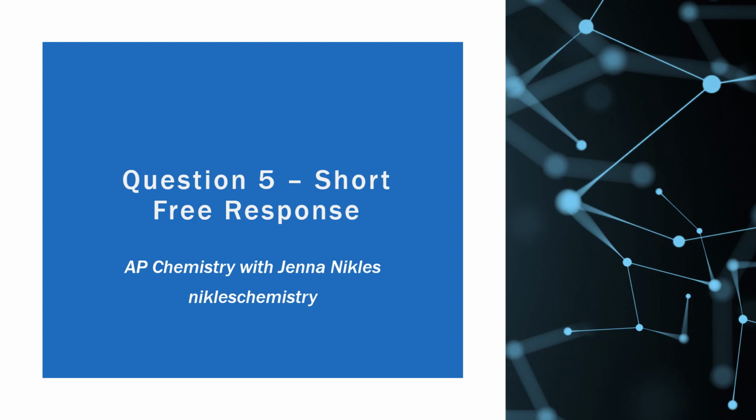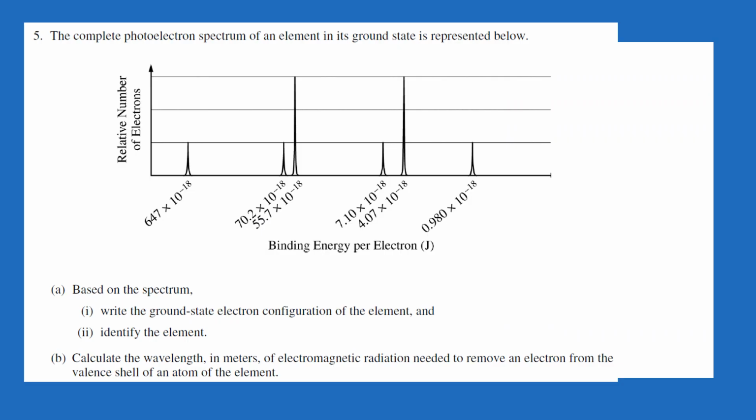Question 5 is the next short free response. So we have this complete photoelectron spectrum. Remember when you see these types of graphs, the one with the highest binding energy is always the 1s. And s can hold 2 electrons. So that means this is 2, this is 4, this is 6. So those are the things that I always immediately annotate on the graph.